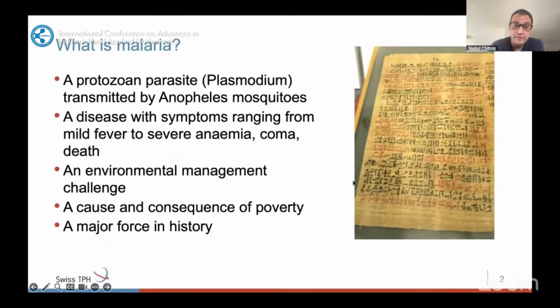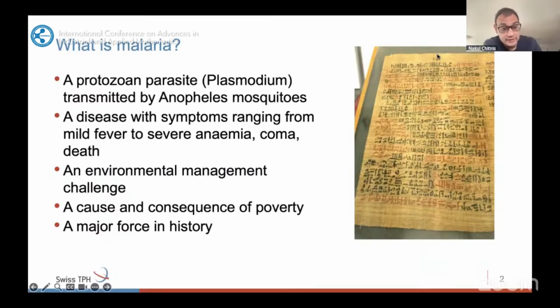Malaria is a very, very old disease. It's probably been with humans for as long as humans have been humans, so it's really evolved with us. The picture that you see here is the Ebers papyrus. This was discovered in Luxor in the 19th century, and it's a text that goes back 3,500 years describing the symptoms of malaria, and it's expected that there are written texts describing malaria going back over 5,000 years. So it's really been with us for a very long time.